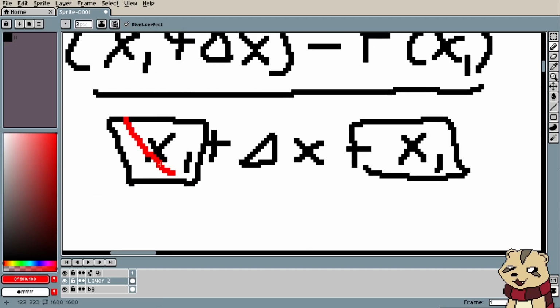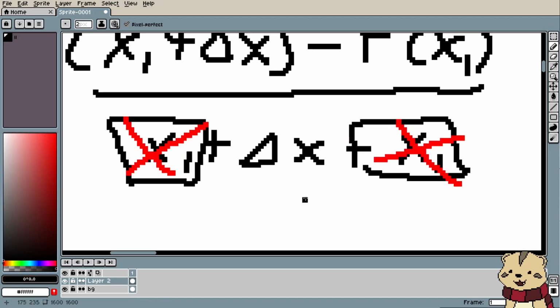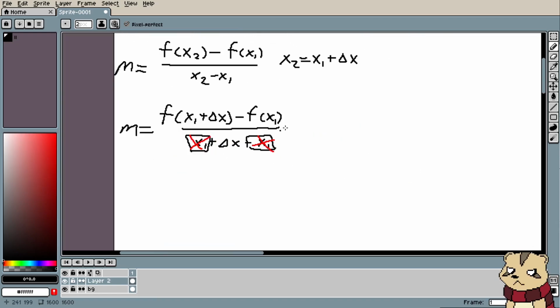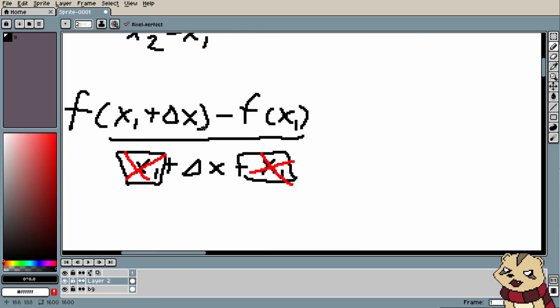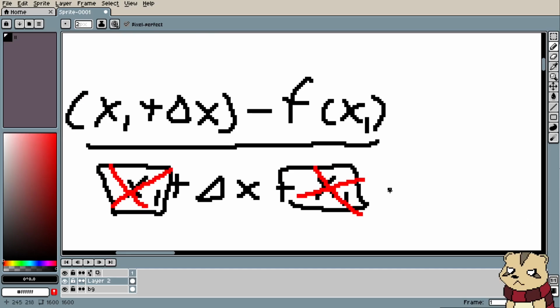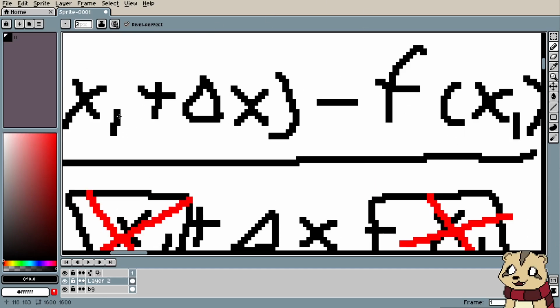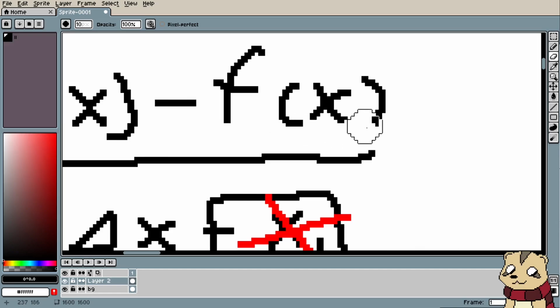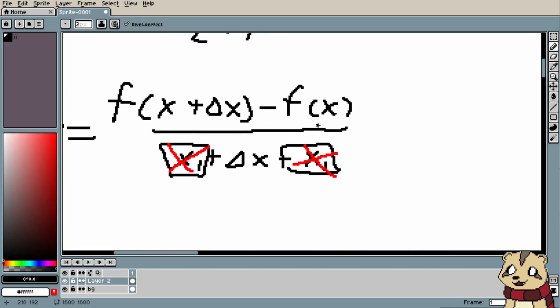Maybe I should use a different color for that. I'll use red, I suppose. So it's going to be that. This is basically it. We can get rid of the x1s here. The specific point doesn't really matter.